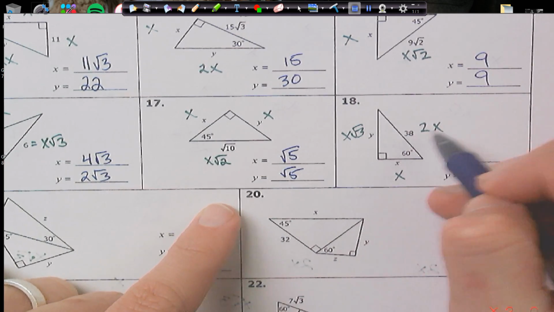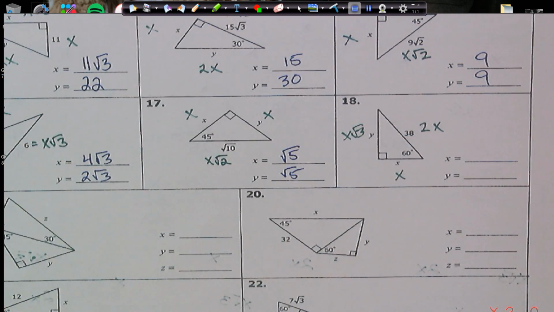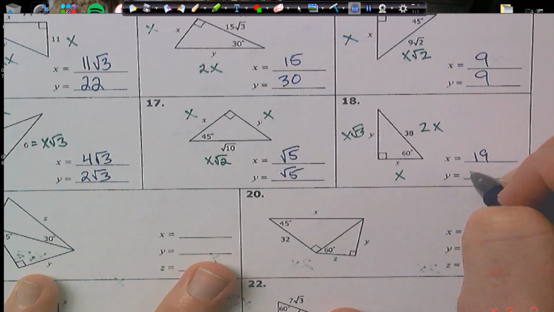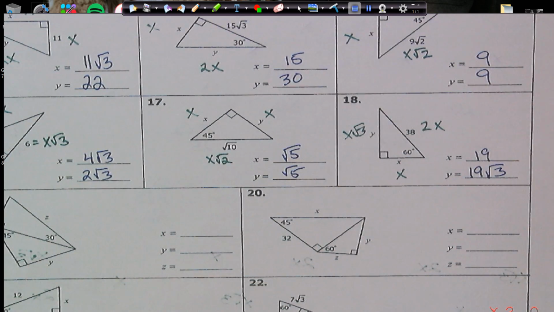And this one we get 2x, so we're going to just go ahead and divide 38 in half. So that's going to be 19. And then we're going to go ahead and do 19 rad 3. Okay? So there we go.